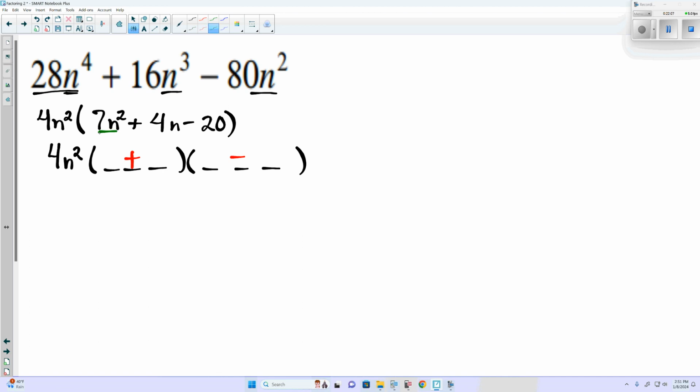Now we can look at the factors of the first and third term. Factors of the first term, 7n squared. Well, we would indeed have n and n. Now we do need to place the 7 somewhere. Do we want to put it in the first or second spot? Within first. Since there's only one set of factors for 7, we're just going to plug the 7 in. Now factors of 20. Well, factors of 20 are 1 and 20, 2 and 10, 4 and 5. Which one do we want to try first? 4 and 5.